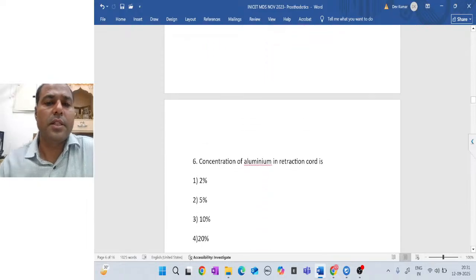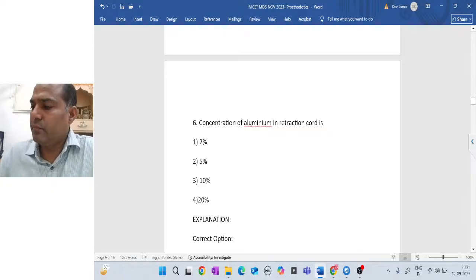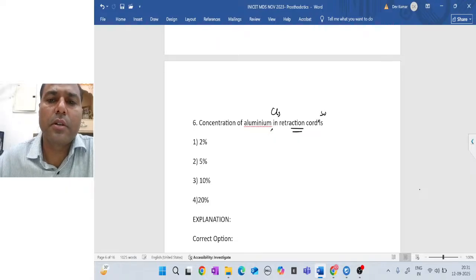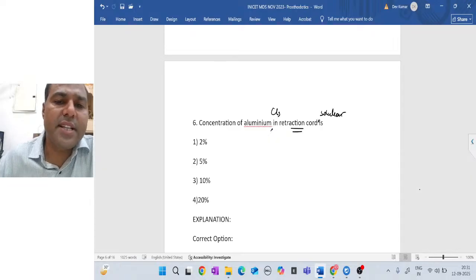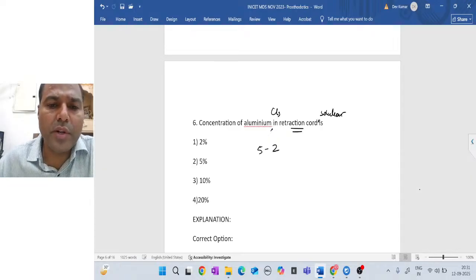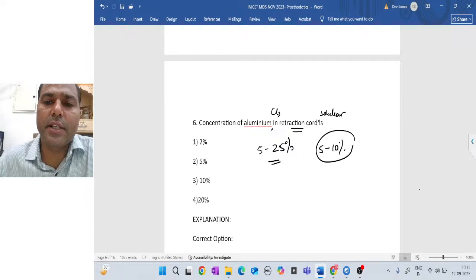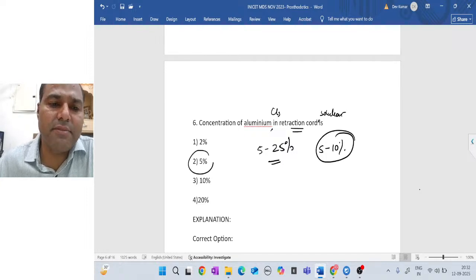Okay, the concentration for aluminium chloride, sorry, aluminum chloride, in retraction cord solution. Gingival retraction solution varies from 5 to 25% mainly, but in most cases it is around 5 to 10%. So here the best answer is 5%.